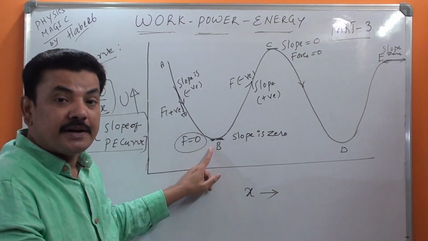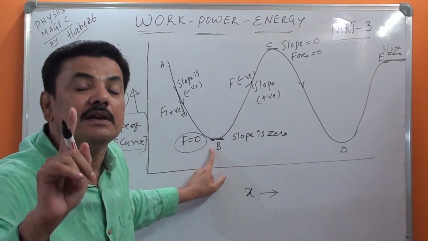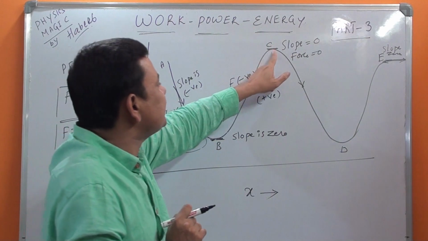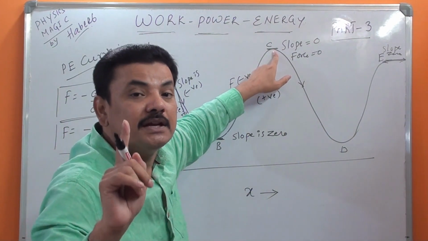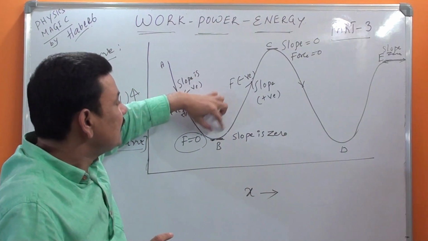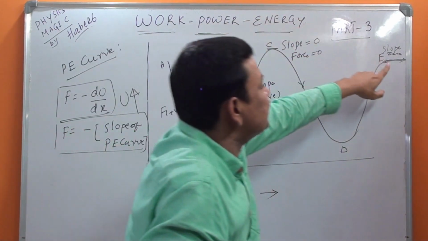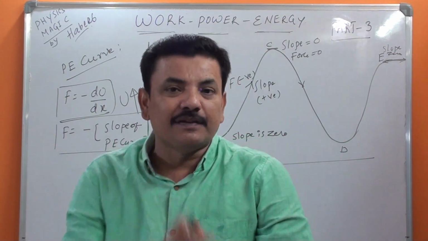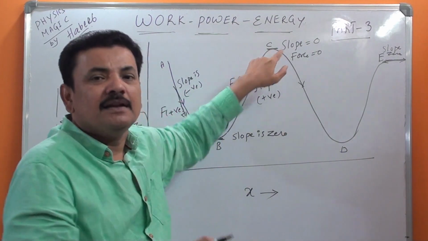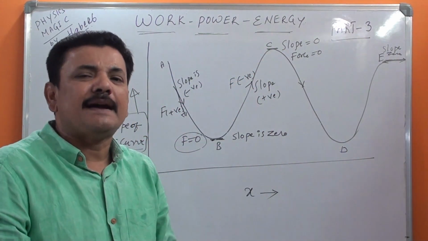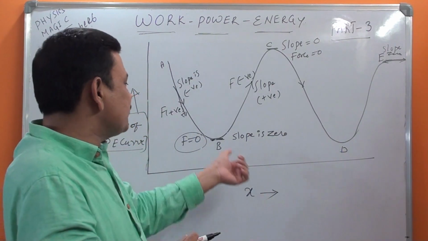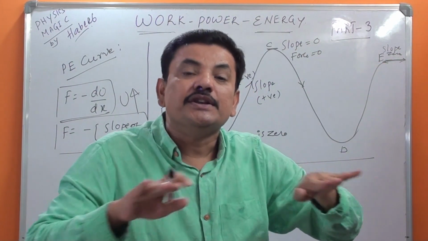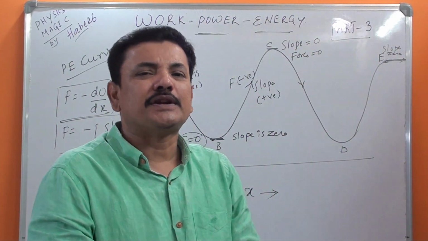This particular point we can call stable equilibrium. It is called stable equilibrium, and this is called unstable equilibrium. This is stable, this is unstable, and this is neutral. So three equilibrium position points are there. One is stable equilibrium, next one is unstable. Sir, how to remember? How can you say this is stable, this is unstable, this is neutral? I will give you a simple example so that you will remember this.